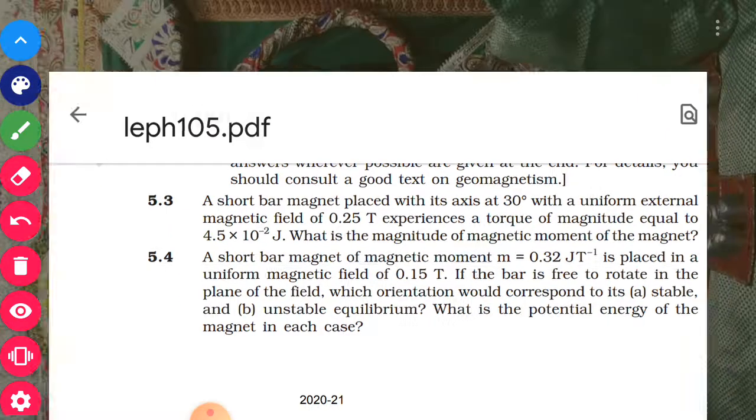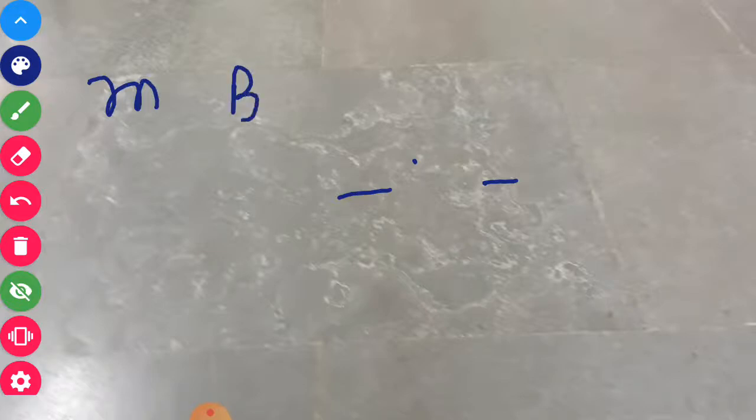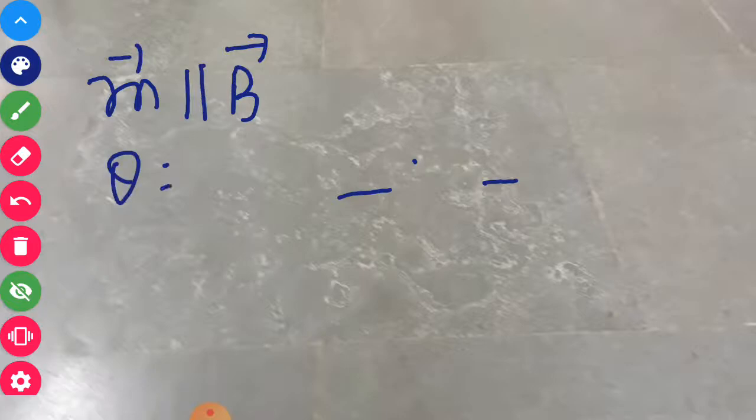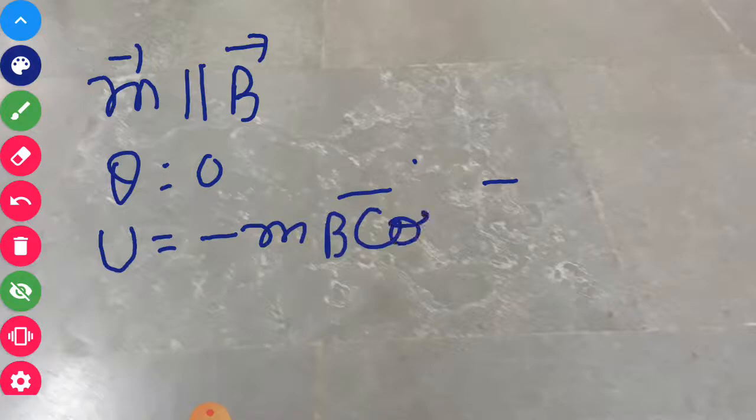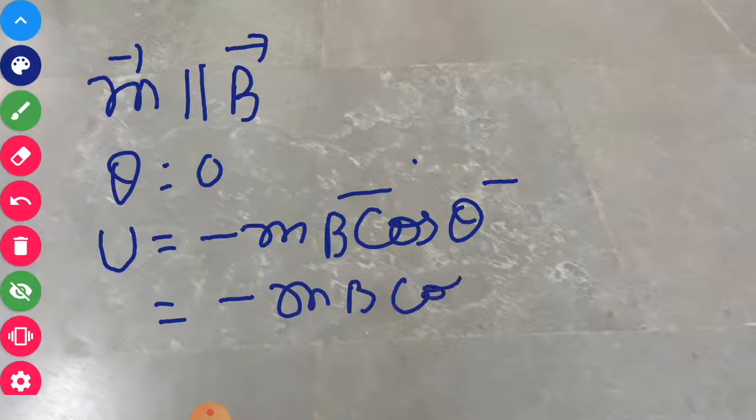Now stable equilibrium, as you know, is when the axis of the bar magnet makes an angle theta equal to 0. So for stable equilibrium, the angle between the magnetic dipole moment and B, that is the magnetic field, both must be parallel to each other, so theta will be equal to 0. And in this case, the potential energy U is equal to minus mb cos theta. So you can write minus mb cos 0.